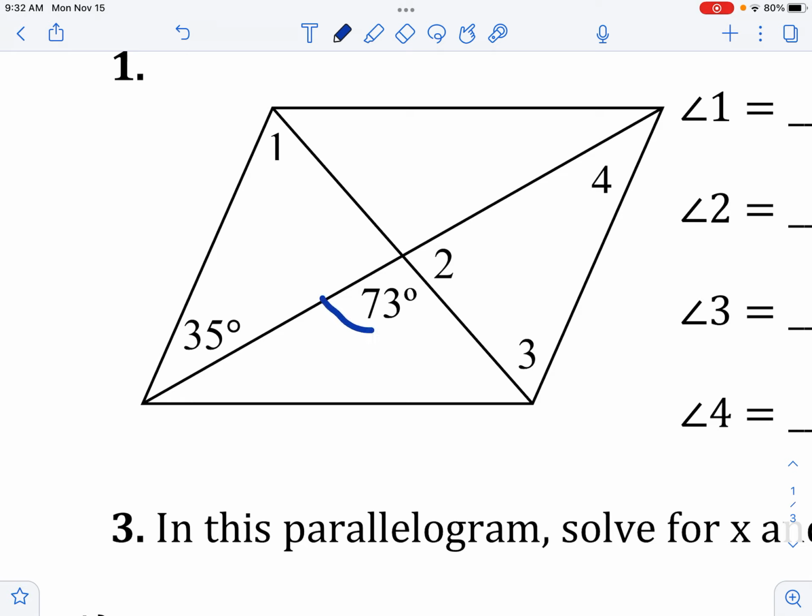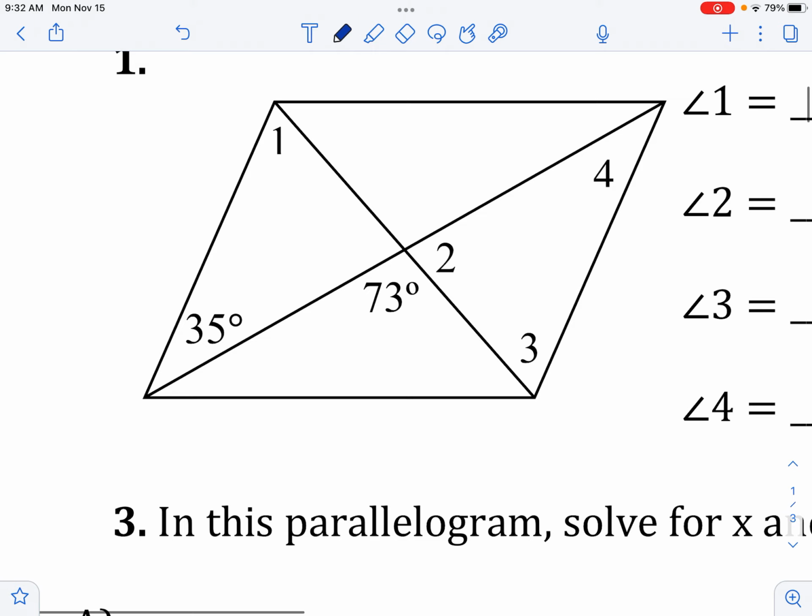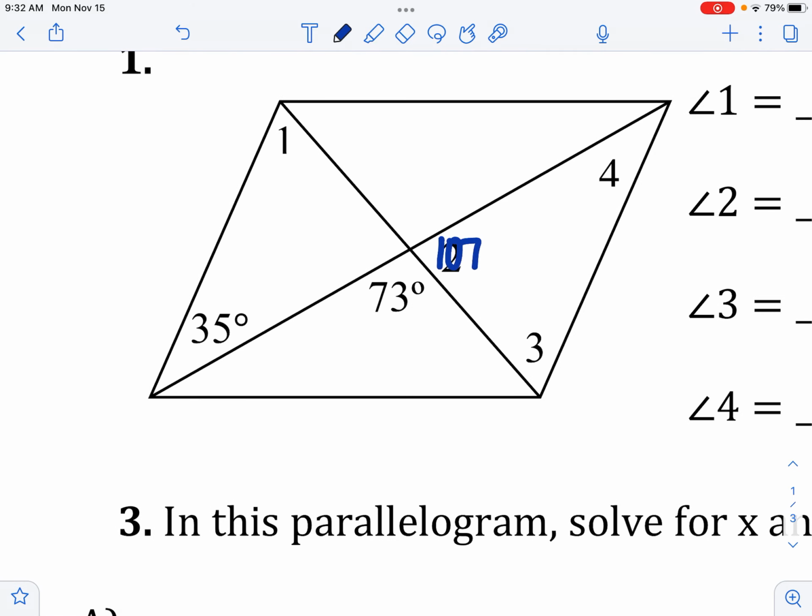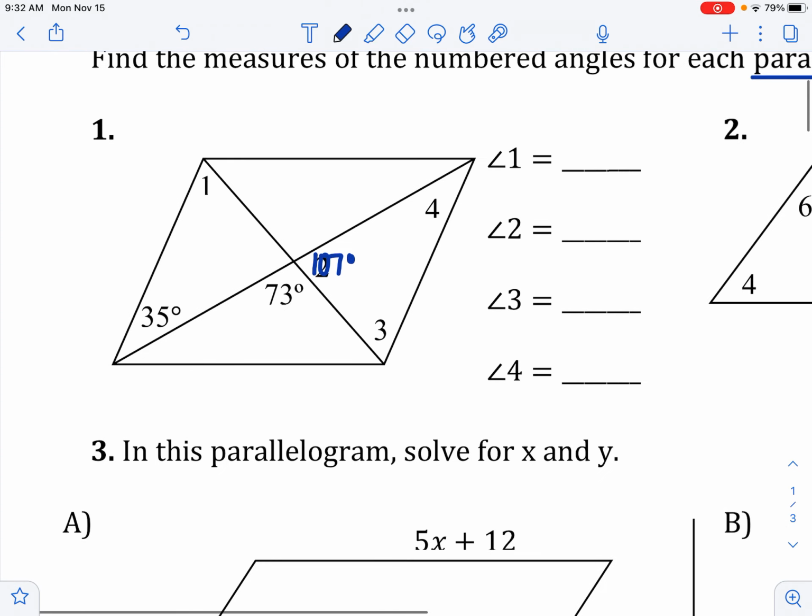All right, so first thing I'm going to do is I'm going to get angle 2 actually because I see a linear pair right here. And that does not have to do with the fact that it's a parallelogram. That has to do with the fact that that's a straight line. So I can do 180 minus 73, which is 107 degrees. So I can say angle 2 is 107 degrees.